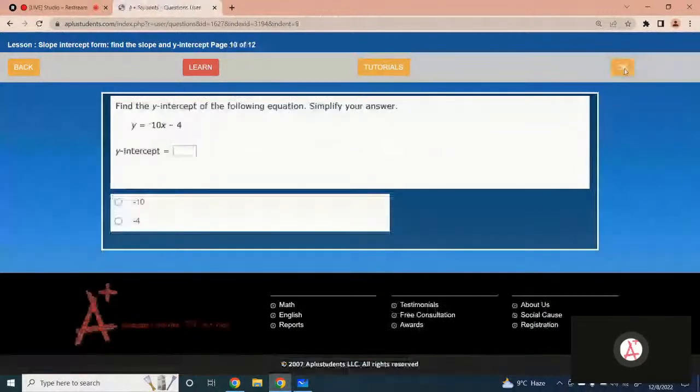Okay, the next one is find the y-intercept of the following equation. y equals negative 10x minus 4. So the y-intercept equals negative 10. Got it? Sorry, negative 10 is the slope. The value of the y-intercept is negative 4. Got it? It would be negative 4. The slope is negative 10, the y-intercept is negative 4. Just select the correct option and click on the OK button.